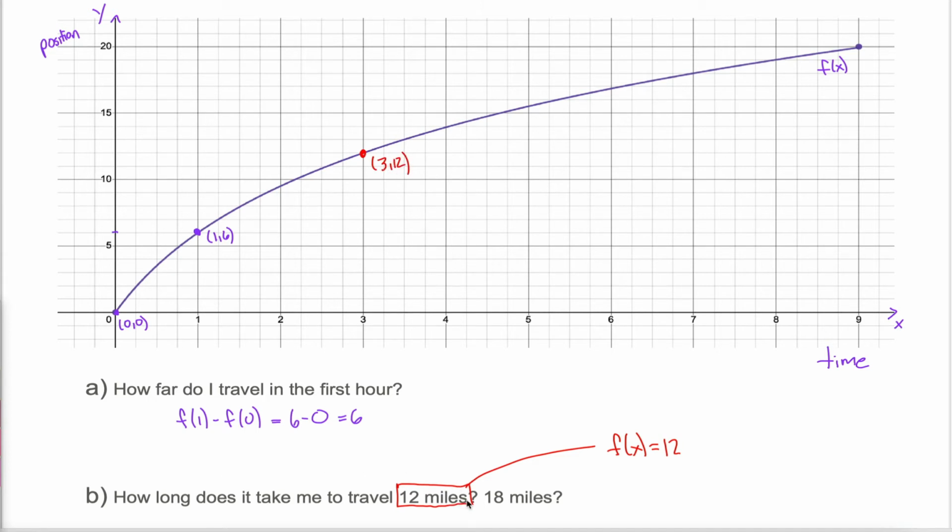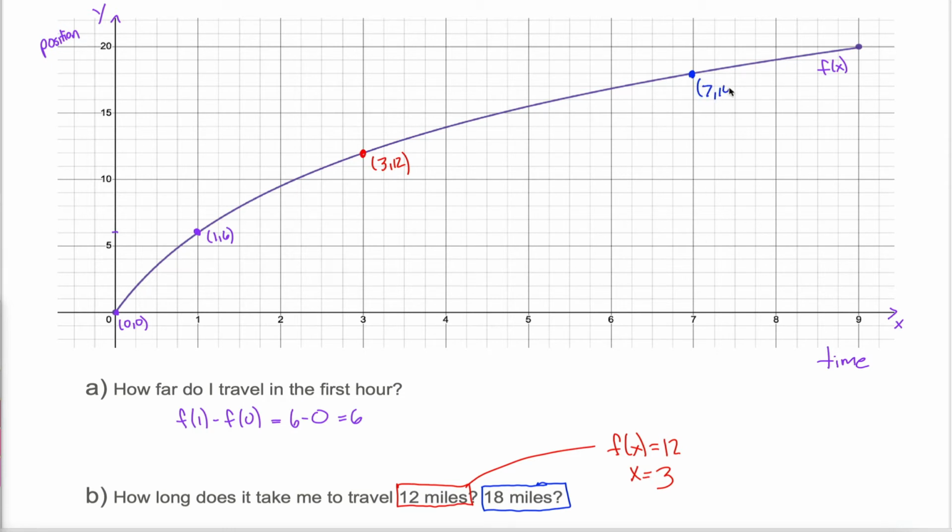So how long does it take me to travel 12 miles? That would just be the solution to this equation, and the solution to this equation is x equals 3. It takes me 3 hours to go 12 miles. And I can do the exact same thing to figure out how long it takes me to travel 18 miles. Here's 18 up here on my y-axis. Looks like the graph attains a height of 18 way over here when x equals 7.